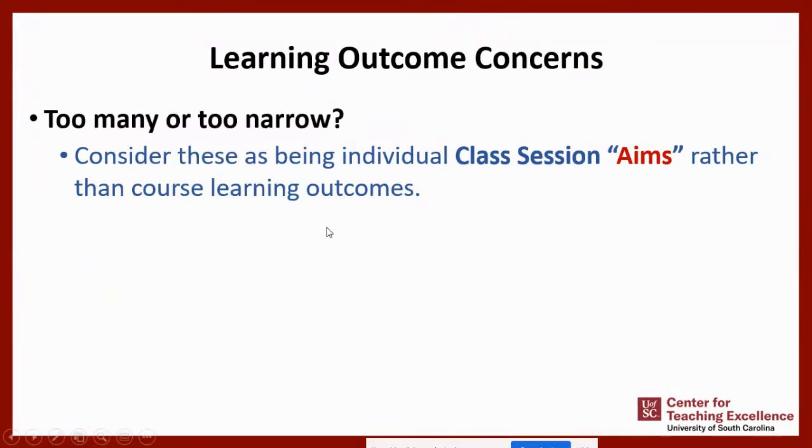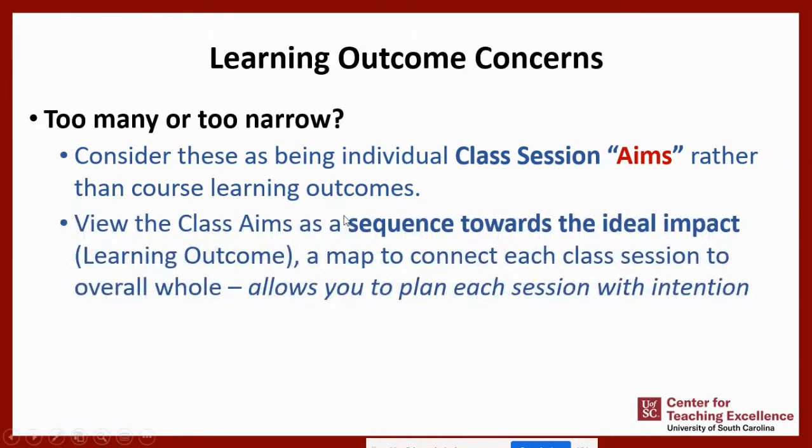So you can look at your learning outcomes, if you have too many of them, to see how you can more generalize the learning outcome. The aims can then be a sequence towards that ideal learning outcome. And what that does is allow you to map your class sessions to reach that end result that you want. So that gives you basically a lesson plan for where you want to go, what you're trying to reach.